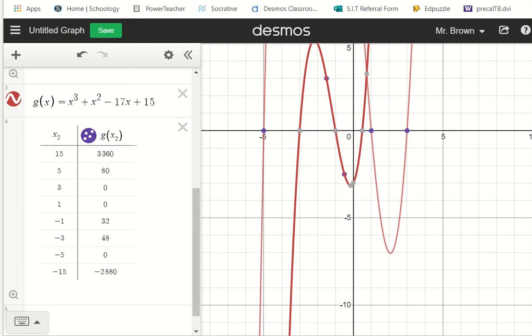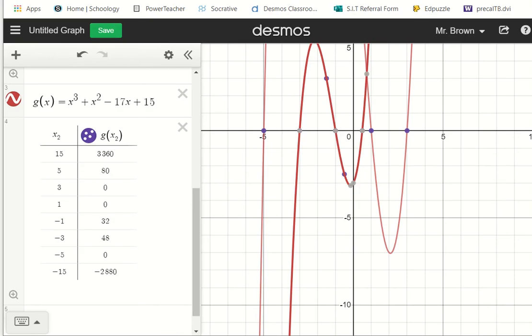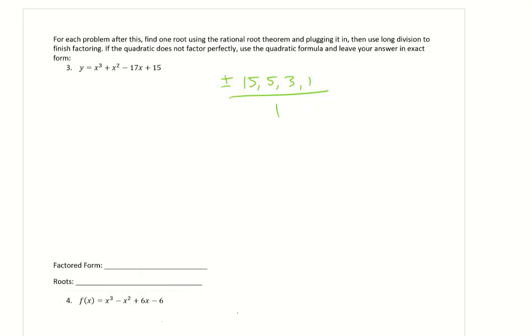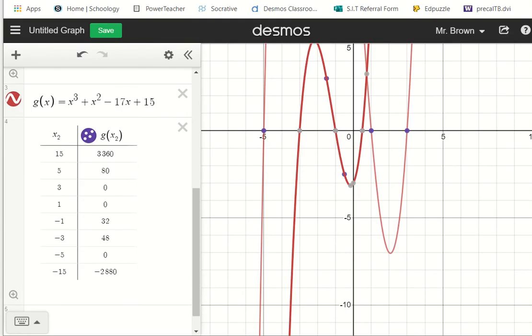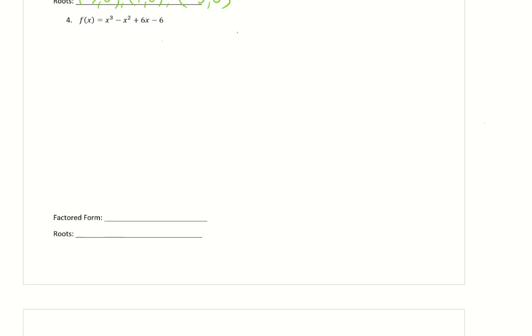So with this second one, once again, I can see all 3 of my roots in the table. It's going to be 3, 1, and negative 5. With this one, there's no coefficient, so I can actually just skip the long division and write it out as x minus 3 times x minus 1 times x plus 5. And my roots will be 3, 1, and negative 5. Next one, we'll do the same thing.